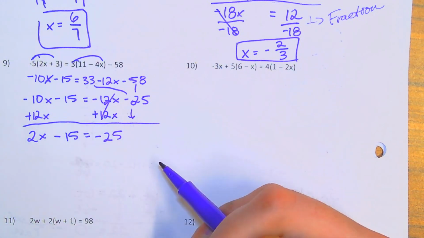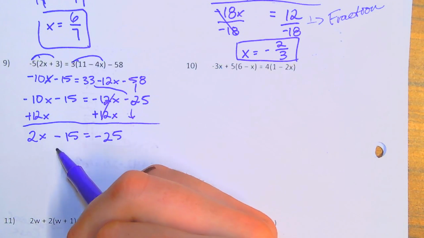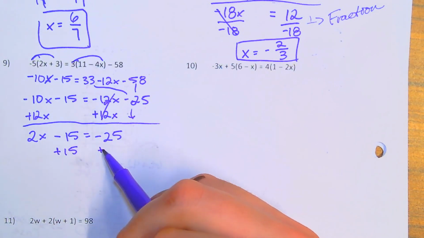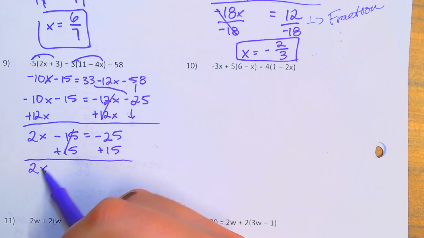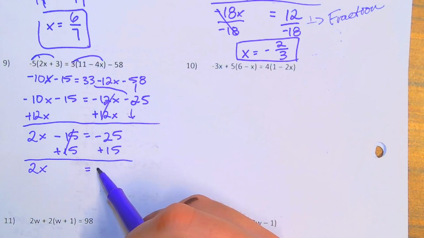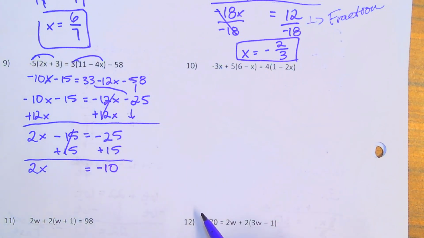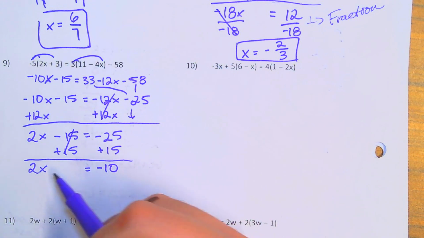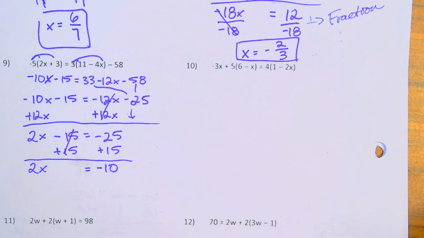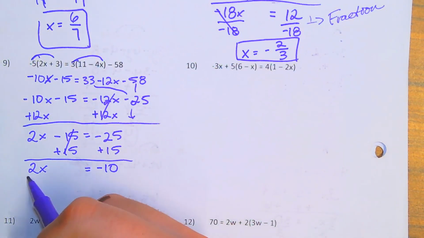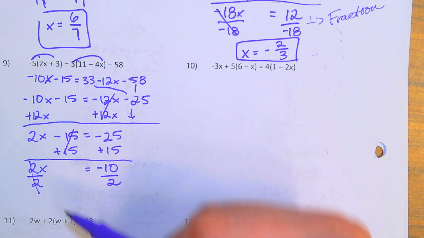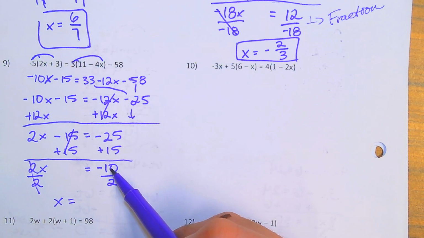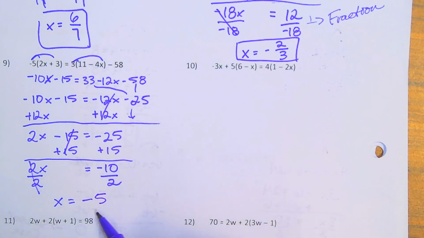Next, we need all our numbers on the other side. So the first thing I want to do is get rid of this minus 15. Add the 15 over. Those cancel. I'm left with 2x equals negative 25 plus 15, which is minus 10. Okay? Once again, 2 times x. That is multiplication. If we're trying to undo multiplication, we always have to do division. Okay? Those 2's cancel. X equals negative 10 divided by 2 is negative 5. And there's your answer. Okay?